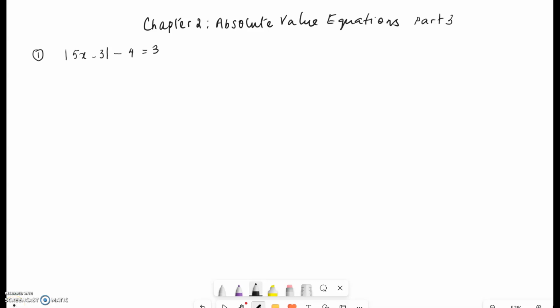Here's another example. Absolute value equation. We have to solve for x. If you have an absolute value equation, make sure you first solve for the absolute value term. Keep that on one side, get rid of everything else. And in this case, we're getting rid of the 4. Minus 4 plus 4 equals 0. We're going to add 4 on both sides. So we have absolute value of 5x minus 3 equals 7.